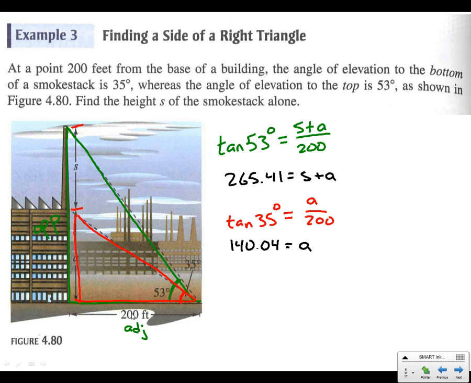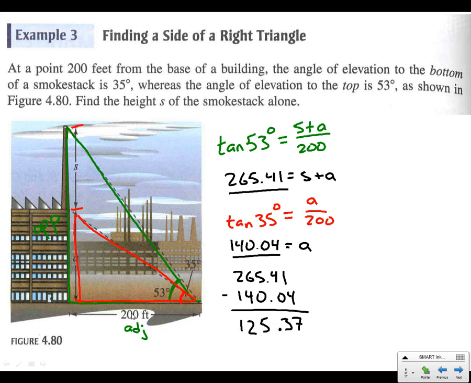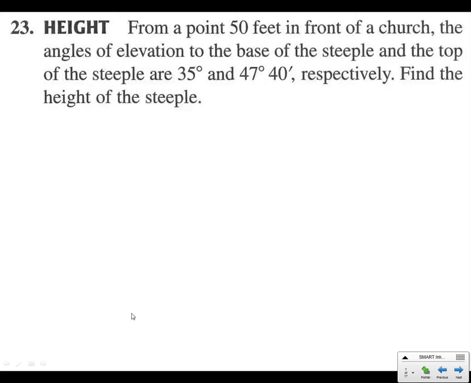If this is S plus A, and this is A, we can certainly figure out S by just subtracting 265.41 minus 140.04. And we're in business here. What do we got here? 125.37 feet is the height of that smokestack. Same thinking on 23, see if you can figure it out. Remember that there are 60 minutes in a degree.